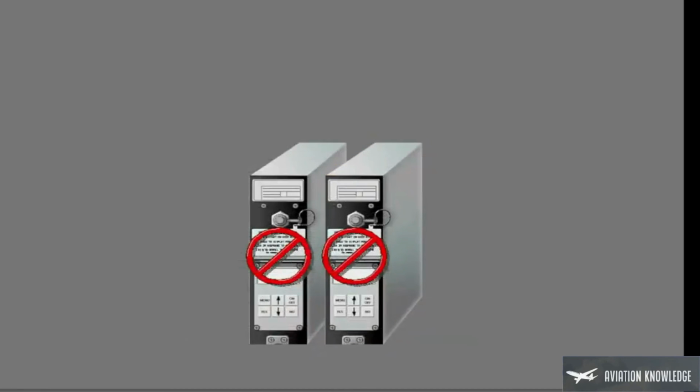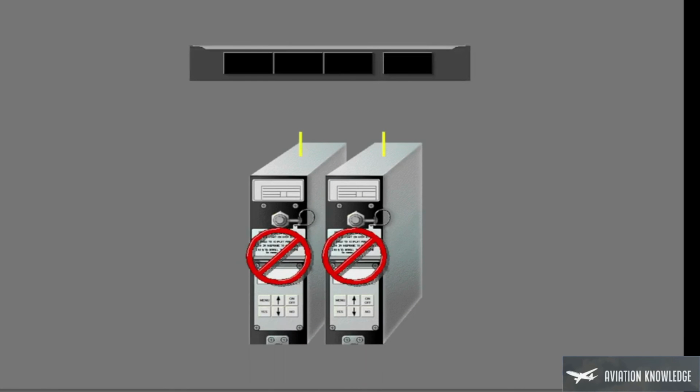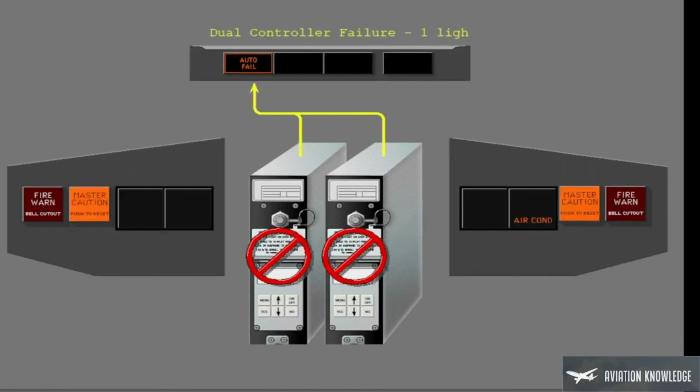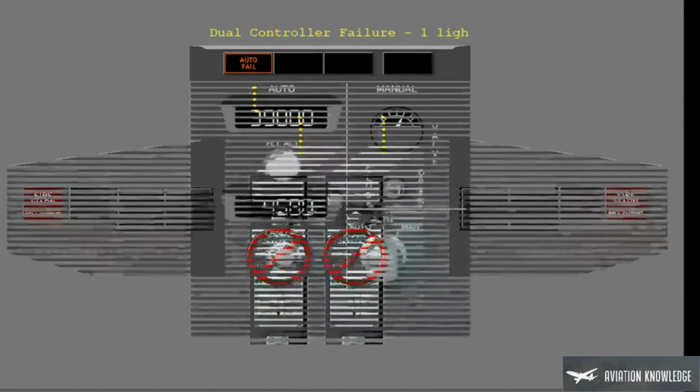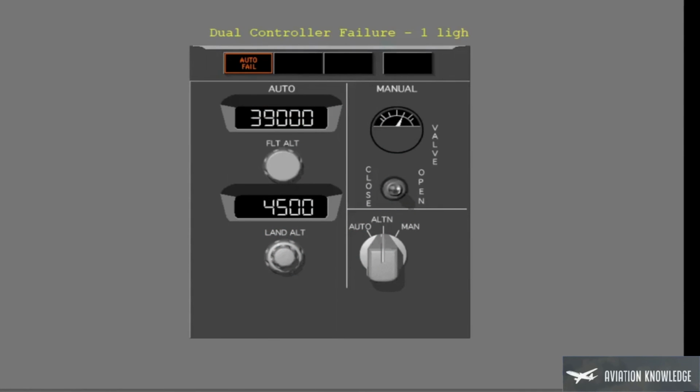If the two pressure controllers fail, the auto fail light illuminates and the master caution and air conditioning annunciator lights illuminate. Press the master caution light to extinguish the warning lights. If the two pressure controllers do not operate, you must manually control the pressurization system. Select Manual on the mode selector now. When you select the manual mode, the manual light illuminates.